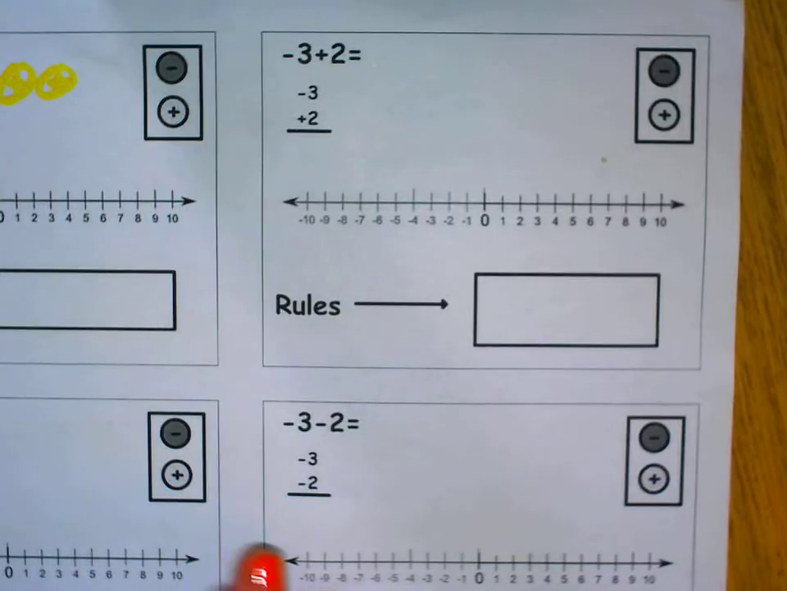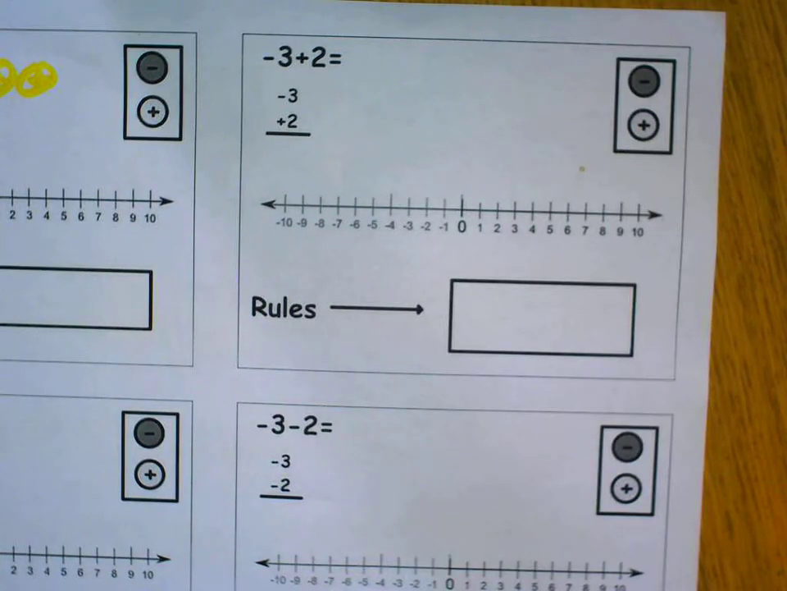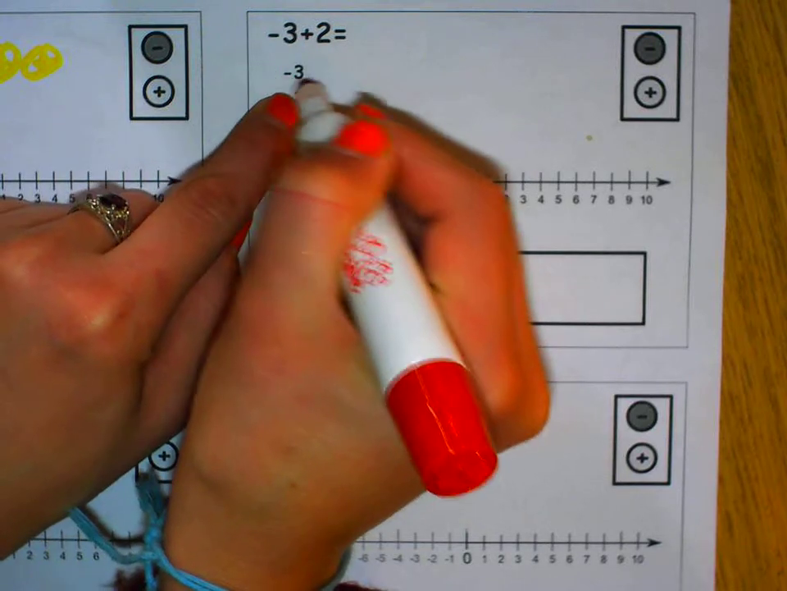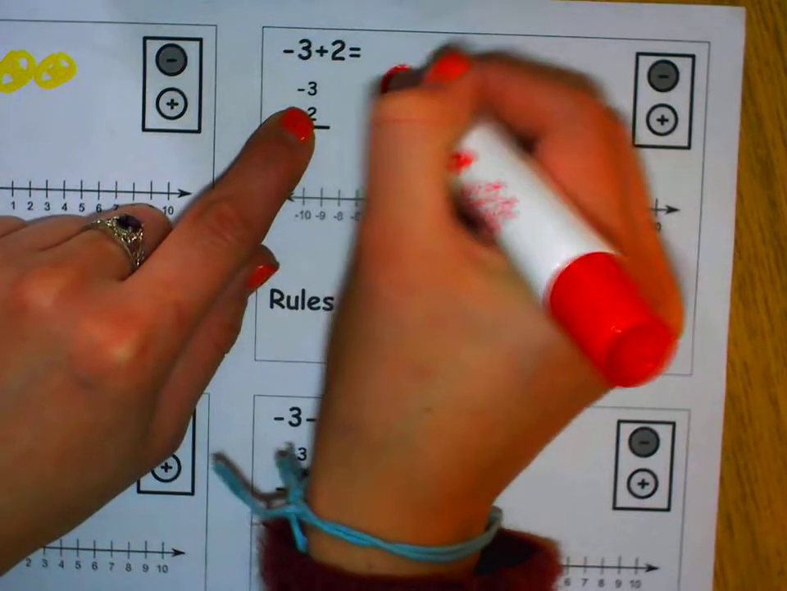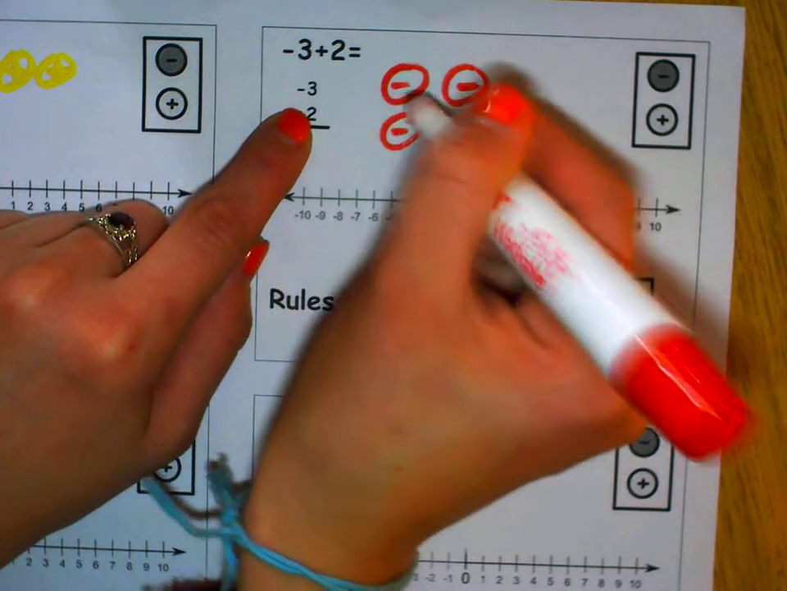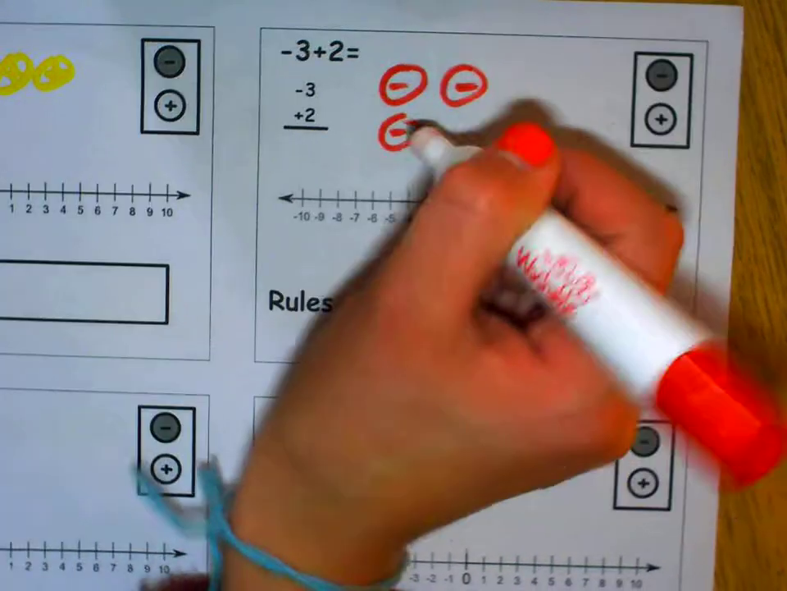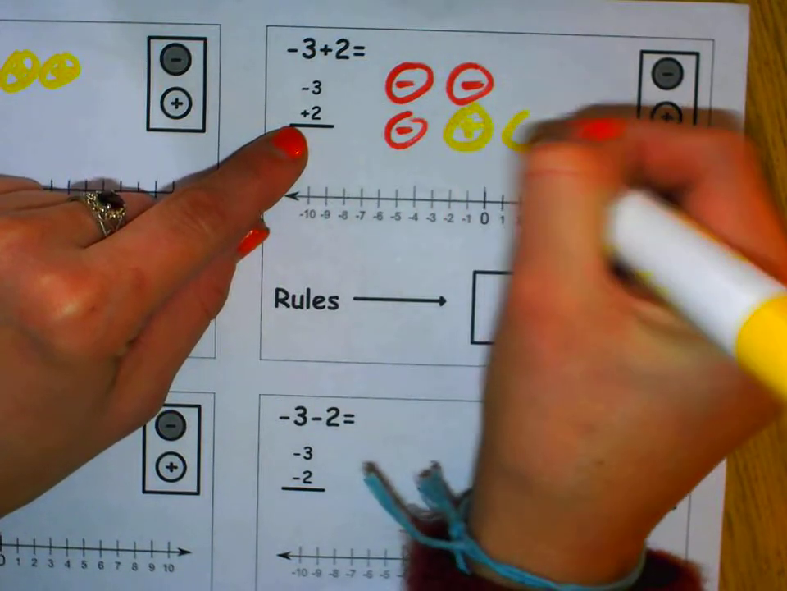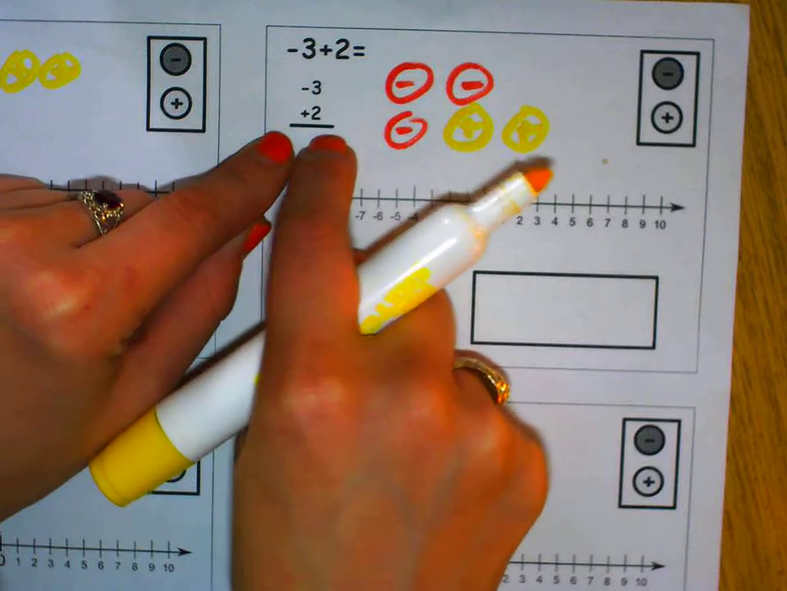We have negative 3 plus 2. So on this one, we still have 3 and 2, but this time a negative 3. So notice we have negative 3 here, so I'm going to use red and do 3 negatives. You can just use your regular pencil and just draw the negative sign in the middle. Then we have plus 2. So for my plus 2, I'm going to put 2 positives, since it's plus 2.